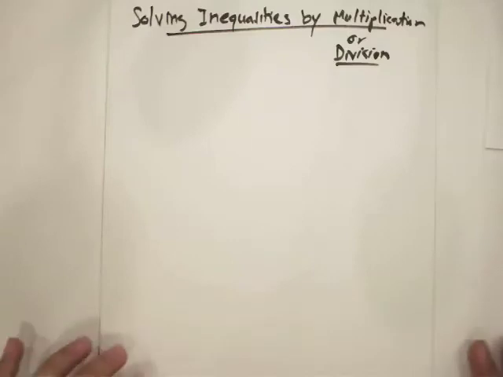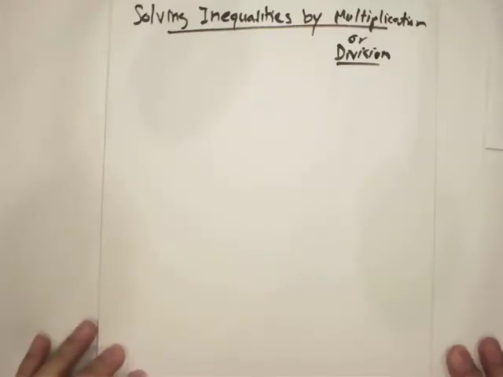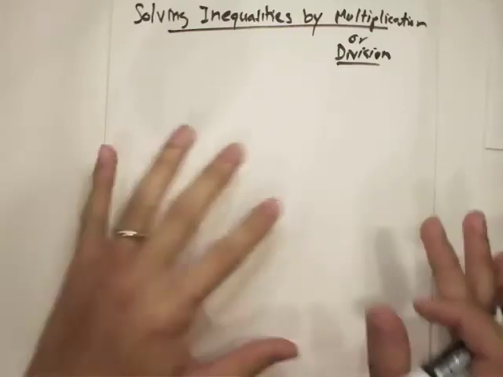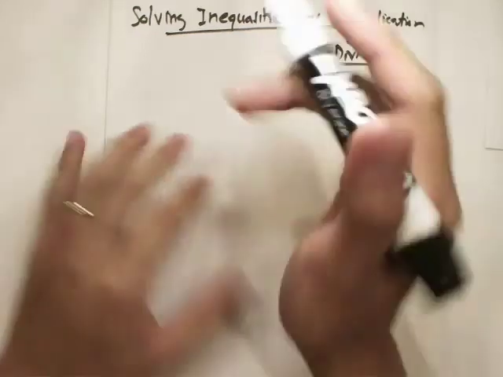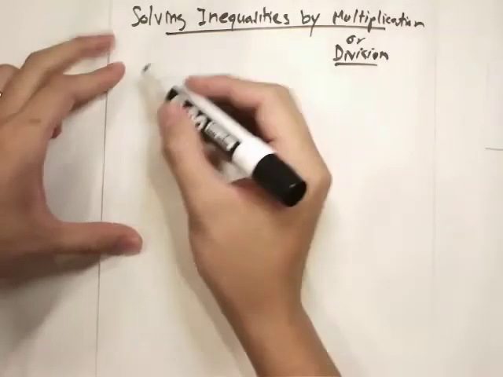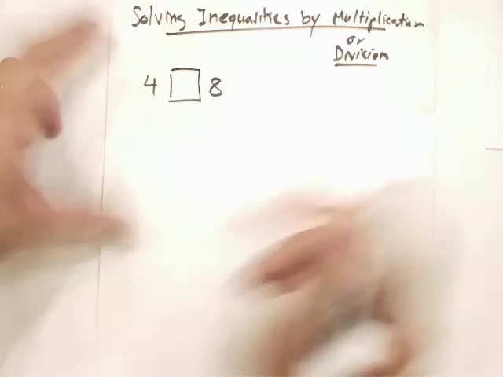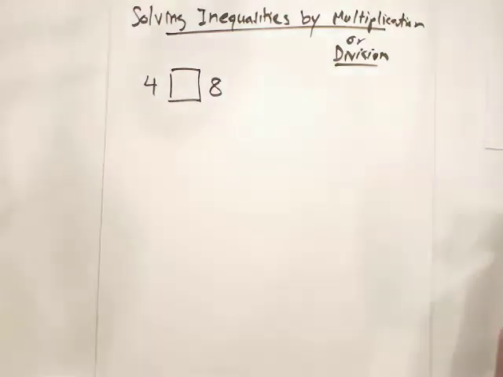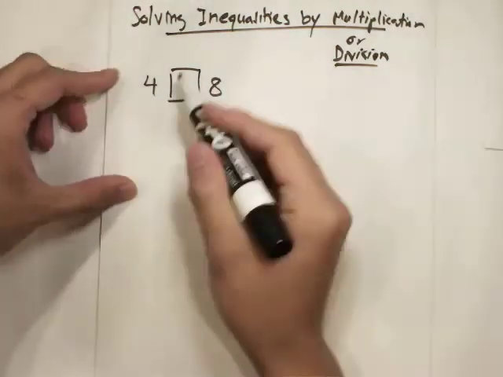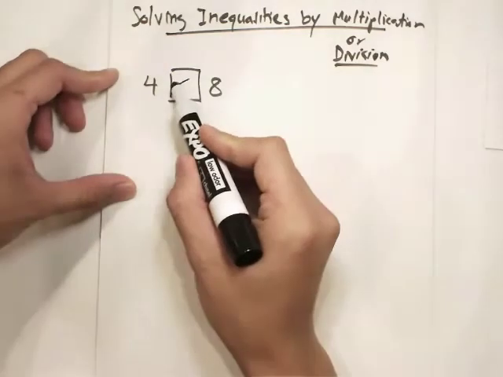Point 2 here, solving inequalities by multiplication or division. To start this off, I want to show you this comparison to see if you can actually compare. 4, 8, okay? So which one's bigger? It's not really that hard to tell that 8 is the bigger value. So therefore, the mouth of the symbol is facing 8, right?